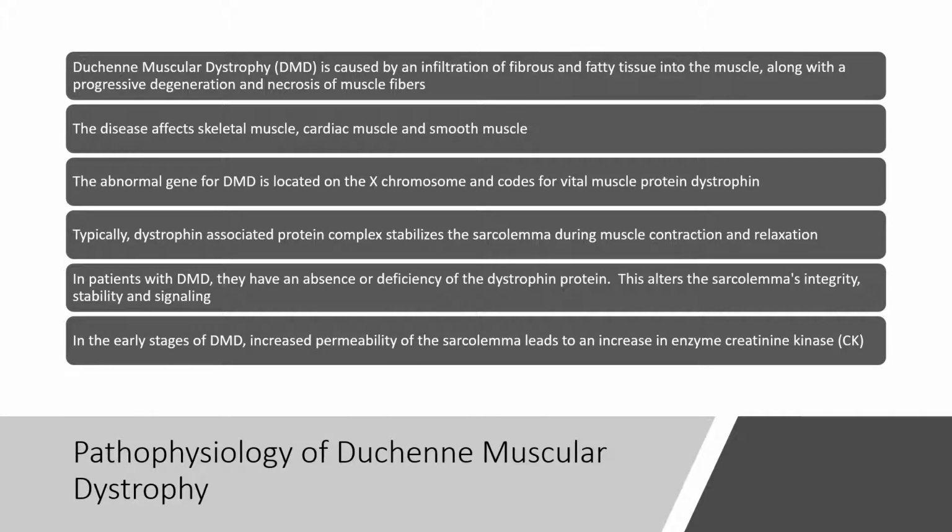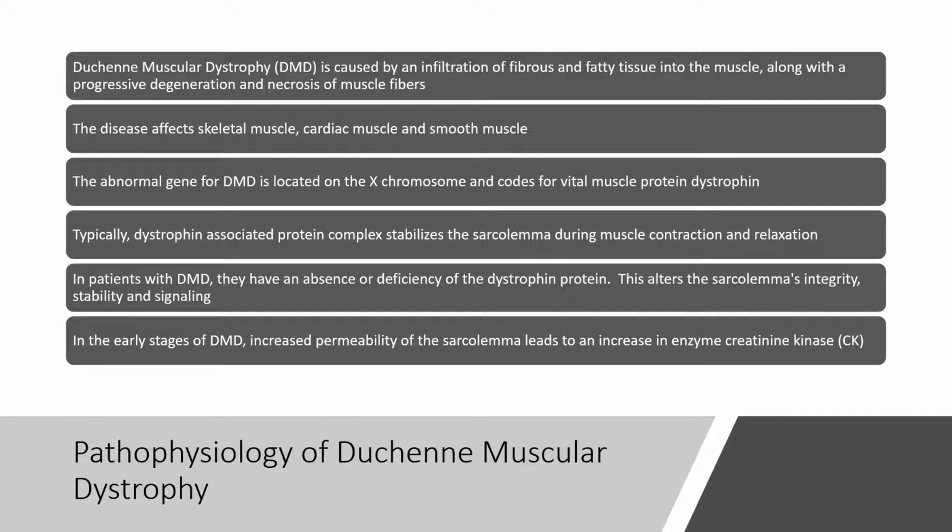So the pathophysiology of Duchenne's muscular dystrophy. The pathophysiology involves the infiltration of fibrous and fatty tissue into the muscle and the progressive degeneration of muscle fibers, and this is what leads to the skeletal muscle weakness that you see in these children. The disorder affects all types of muscles, including skeletal, cardiac, and smooth muscle, which is what leads to a lot of the significant comorbidities that you see with this disease.